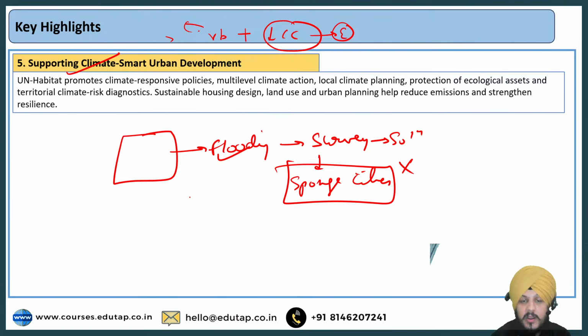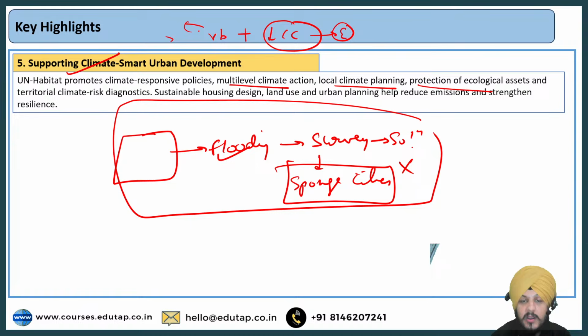So let me read it for you. UN Habitat promotes climate responsive policies, multi-level climate action, local climate planning, protection of ecological assets, and territorial climate risk diagnostics, right? And whatever solution it is able to find, it is able to coordinate at different levels with the government. For example, at the national level, at the state level, at the city or municipality level, it is able to coordinate with respect to that. So that is the idea regarding supporting climate smart urban development. I hope it is clear to you.